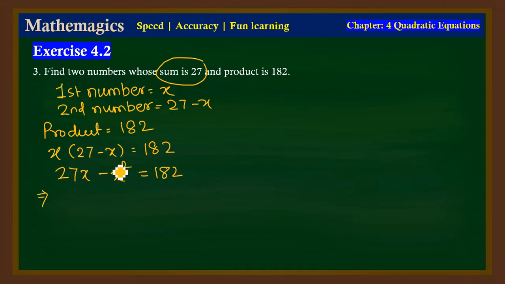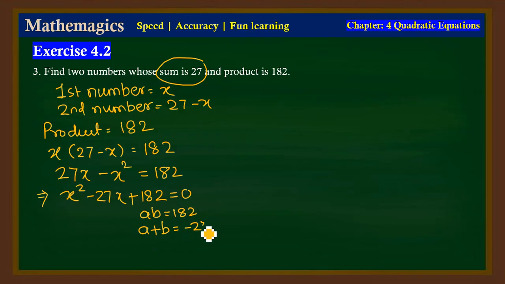So minus x square will go, that becomes plus x square. 27x will go, that becomes minus 27x. And 182 is already on its own side, that's why there is no change. x square minus 27x plus 182 is equal to 0. So dear friends, here we are going to do the factorization of it. So the multiplication, that is a into b is equal to 182, and a plus b is equal to minus 27.